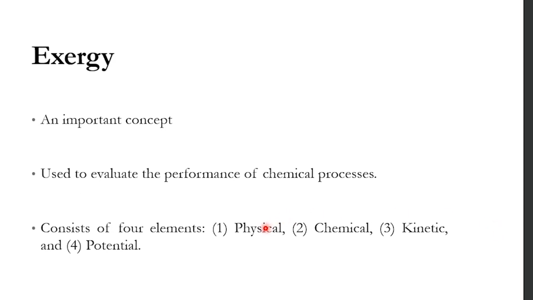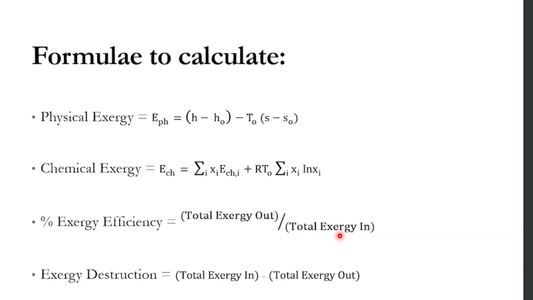It consists of four factors. Number one is physical exergy, number two is chemical exergy, number three is kinetic exergy, and number four is potential exergy. Usually, in the calculations, kinetic and potential exergies don't play a vital role, or their significance is very small. So, in this calculation as well, we will be ignoring the impact of kinetic and potential exergy. So, effectively, we are left with physical exergy and chemical exergy.